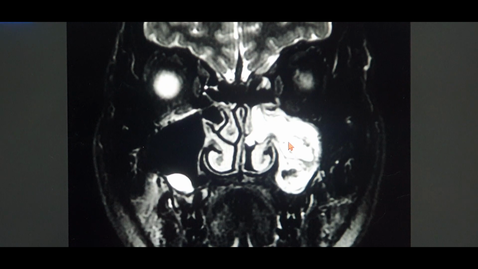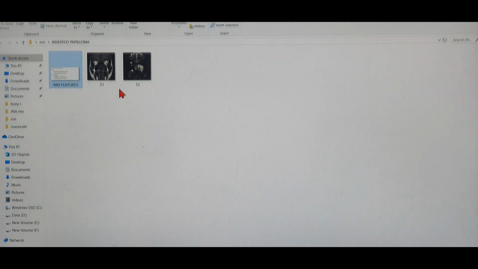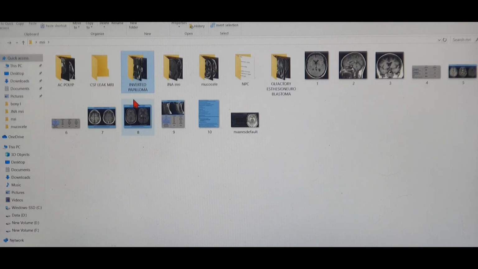So this is the importance of MRI in cases of inverted papilloma. I hope this is very much clear. So we spoke about the mucocele, we spoke about the inverted papilloma. Now moving on towards the third one, which is the JNA.